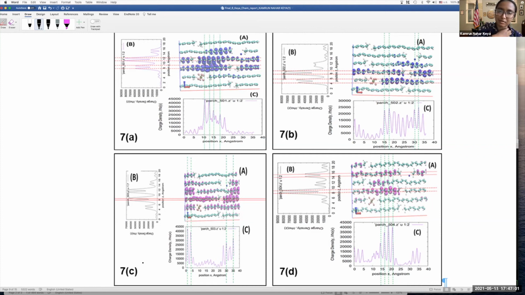That means that if we use a dopant in the conjugated polymer, it affects the charge density and also affects the conductivity.